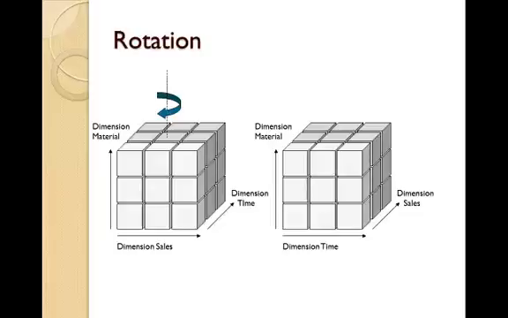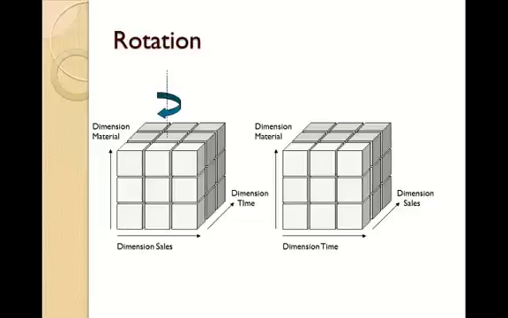Finally, rotation, mentioned earlier, simply means you are changing the axis. You're swapping the axes. For instance, here, dimension sales and dimension time are swapped. Dimension material stays the same, but you are swapping dimension time with dimension sales.